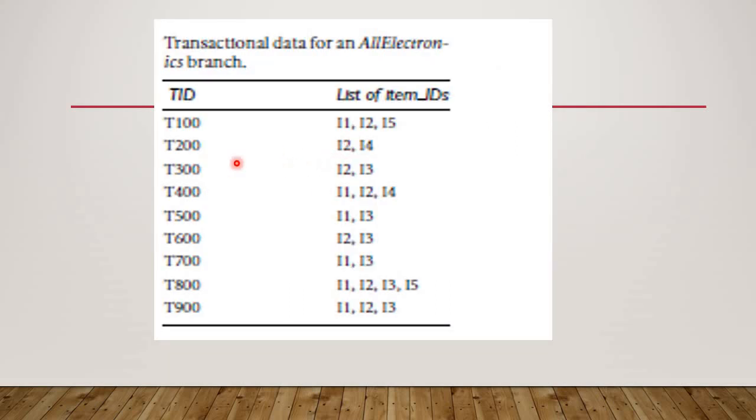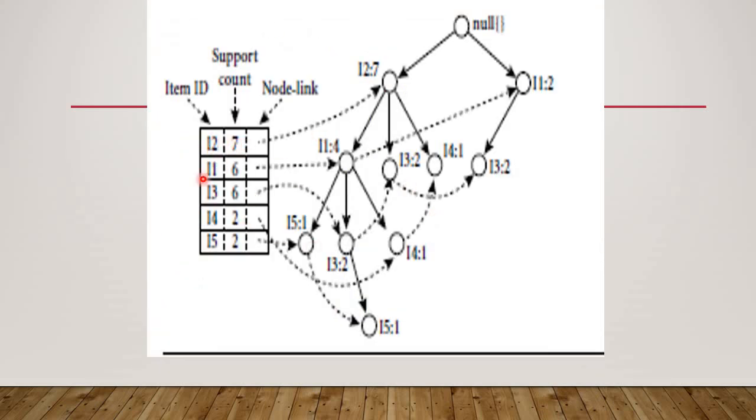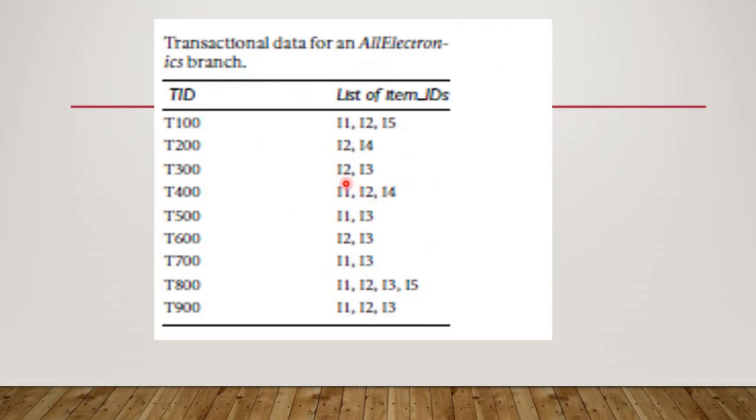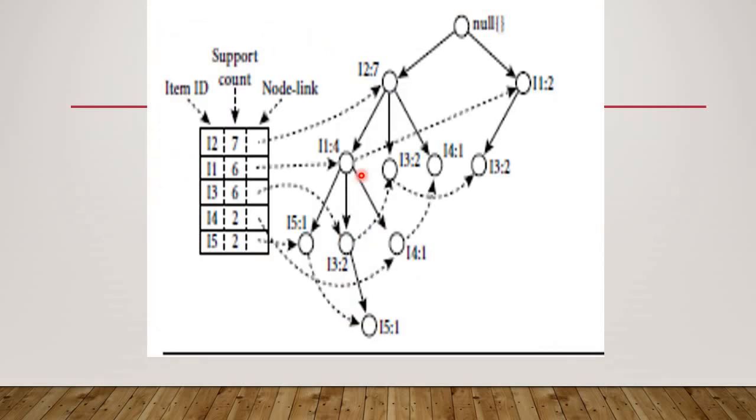Next, we read the second transaction I2, I4. How it appears in the header table, it is I2, I4. So we draw the path as I2, I4. I2 is now occurring for the second time, so we just increment the count to 2, and I4 is occurring for the first time, so we make the count 1. Next, we read I2, I3. In the header table it is I2, I3. I2 is already there in the tree, and I3 is occurring for the first time. So I2's count will be incremented to 3, and I3 will be 1.